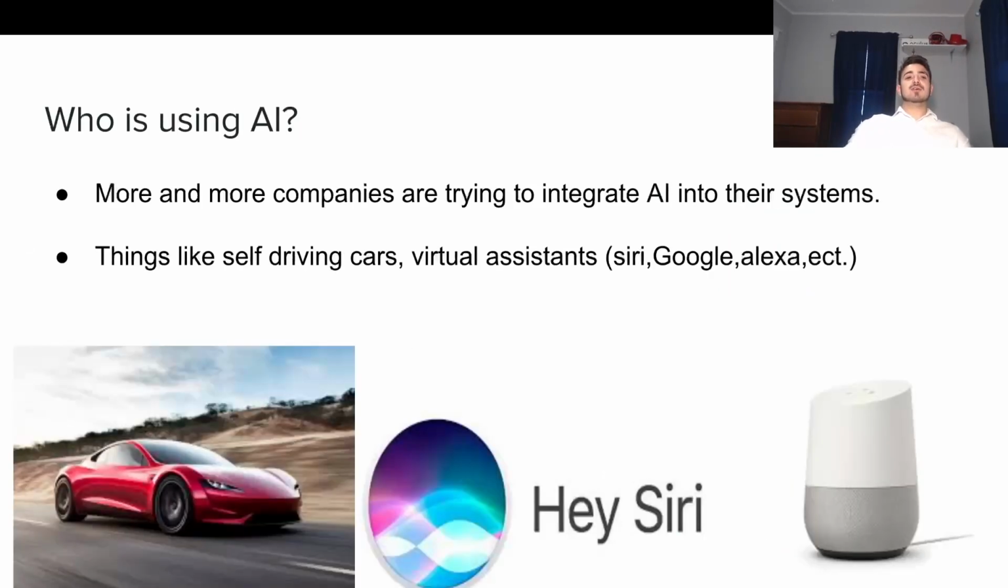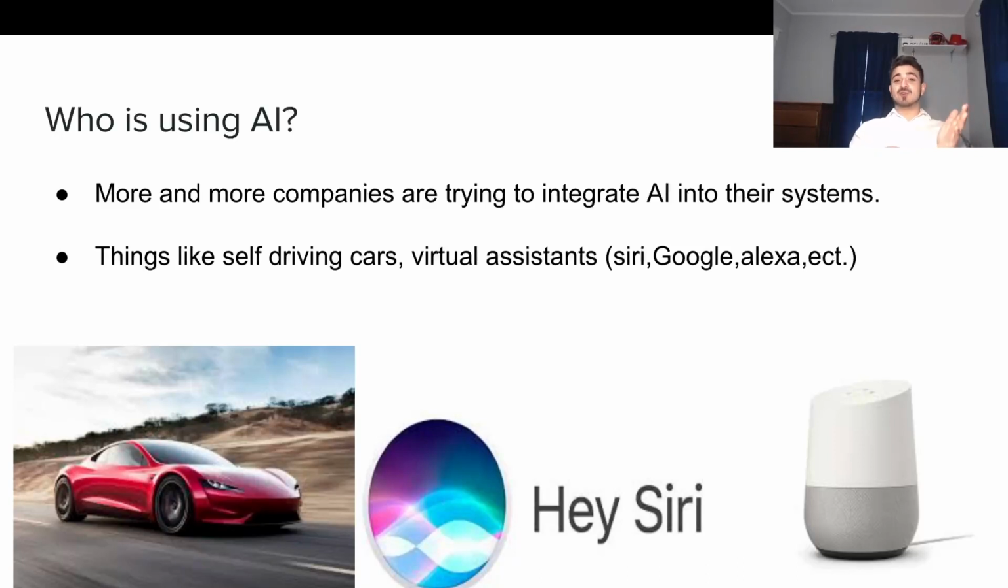And moving right along, you're going to say AI is big and whatever, but who's using AI? Everybody. Everybody's using AI. More and more companies are trying to integrate AI into their systems. And so far, we have things like self-driving cars. You're all familiar with Tesla, and even some of the new Kias and stuff like that. They have self-driving capabilities too. Now, I'm not saying it's perfect, but it is getting there.